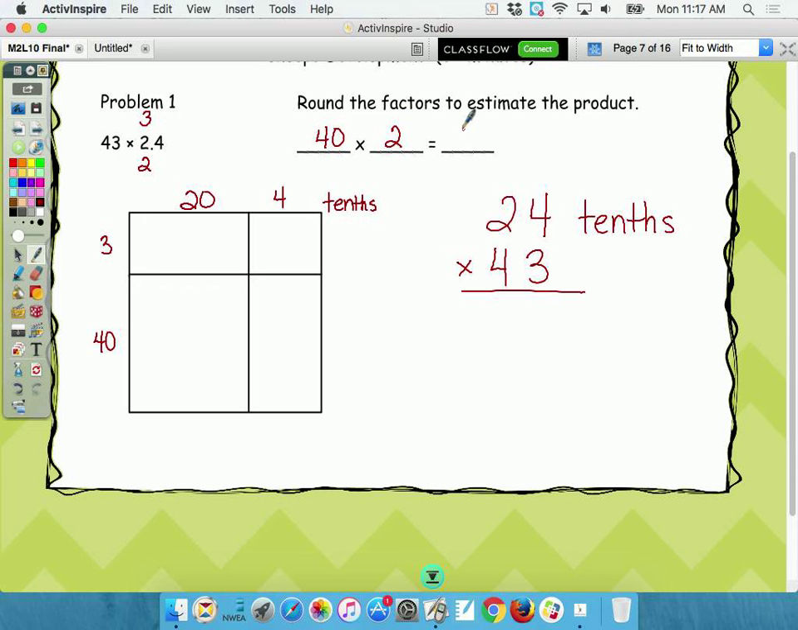So 40 times 2 is what? 80. Oh, thank goodness.